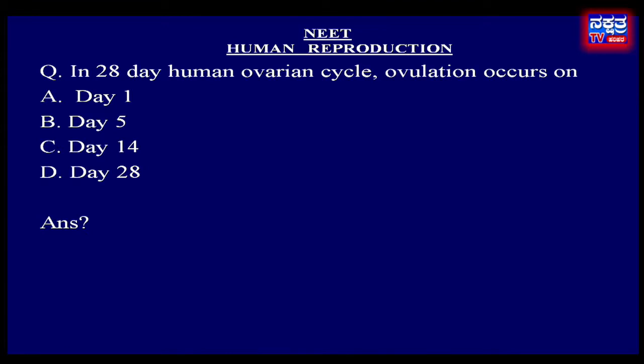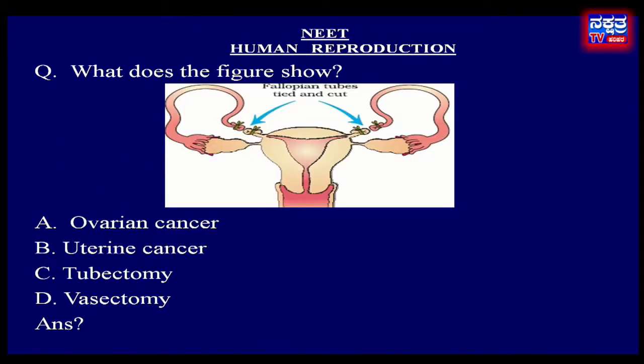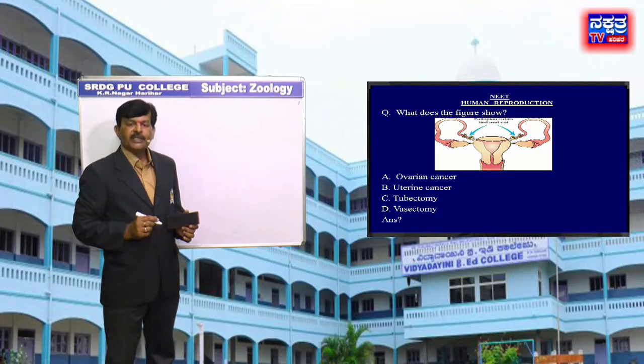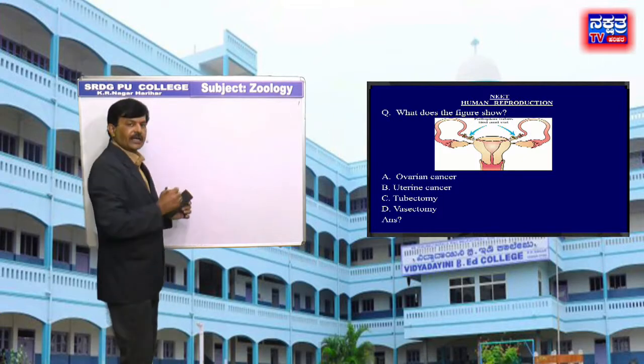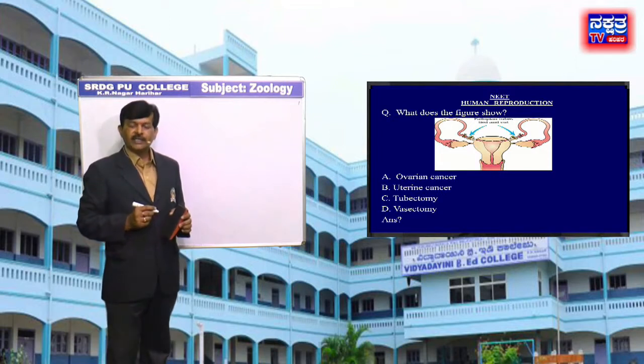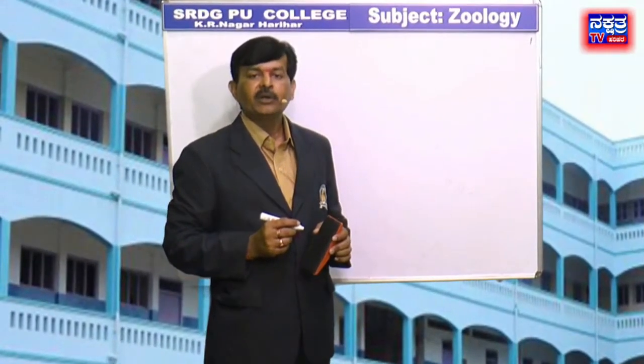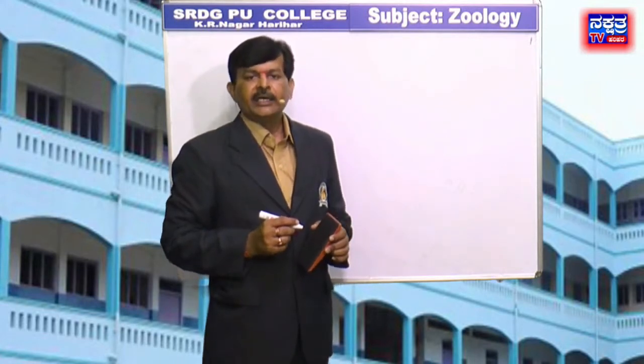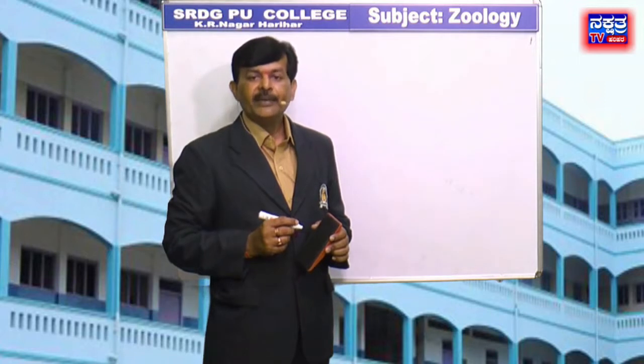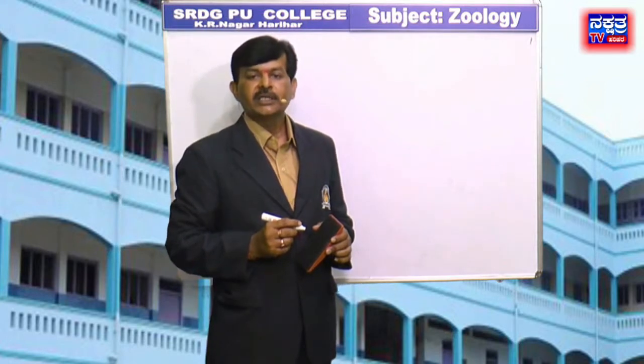Move to next question. What does the figure show? Option A, ovarian cancer, B, uterine cancer, C, tubectomy, D, vasectomy. Surgical methods are also called sterilization. Surgical methods are generally advised for the male or female partner as a terminal method to prevent any more pregnancies. Surgical intervention blocks the gamete transport and prevents conception. The given figure shows the tubectomy.